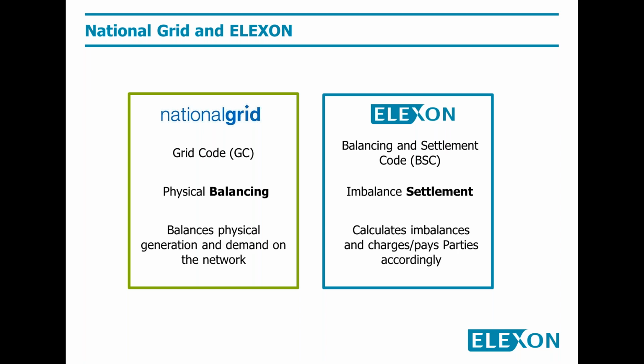So National Grid deal with the physical balancing on the system, so making sure that generation and demand are balanced on the network. At ELEXON, we deal with imbalance settlement, so any differences between what parties say they're going to generate and what they've contracted for, and what their metered volumes are, will be an imbalance, and therefore we will work out the charges for those and either pay or be paid by parties accordingly.